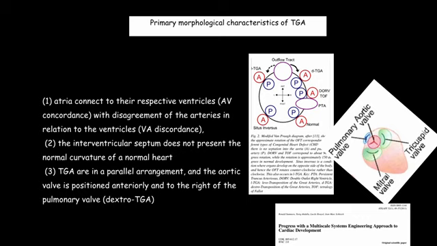The aortic valve is positioned anteriorly and to the right of the pulmonary valve, and that is why it is called d-TGA, because the aortic valve is to the right of the pulmonary valve. Whereas in the case of corrected TGA, the aortic valve is to the left of the pulmonary valve. It can be seen clearly in the picture that is shown as modified Van Praagh diagram.